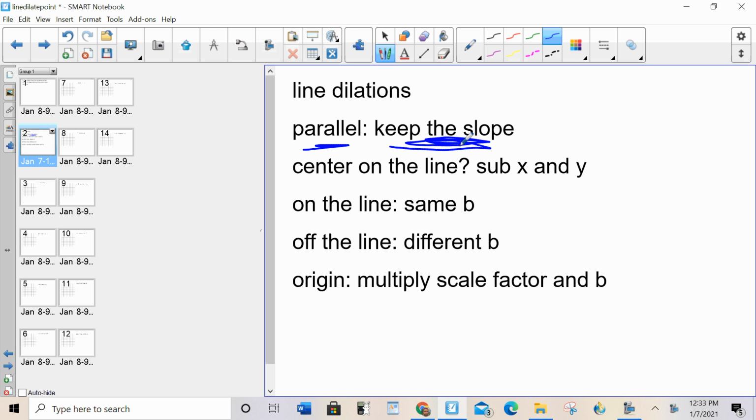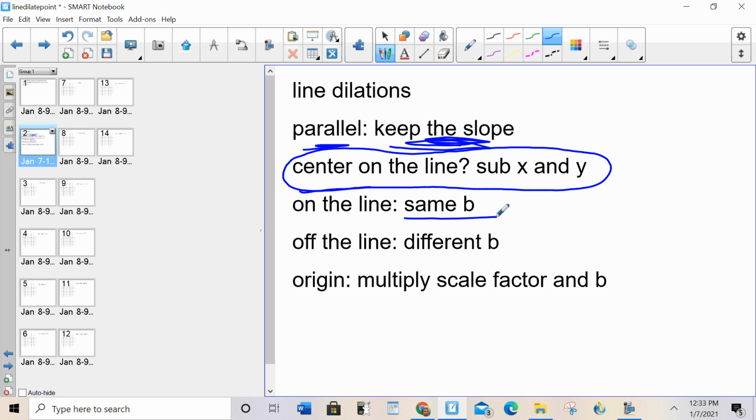What we're going to do today is determine if the center is on the line. To do that, I'm going to substitute x and y into the equation. If it works out, it's on the line. If not, then it's off the line. If it's on the line, it has the same y-intercept. If it's off the line, it has a different y-intercept, and we'll learn how to find that y-intercept today. And then last class, we talked about if it's the origin, you're multiplying scale factor in b.